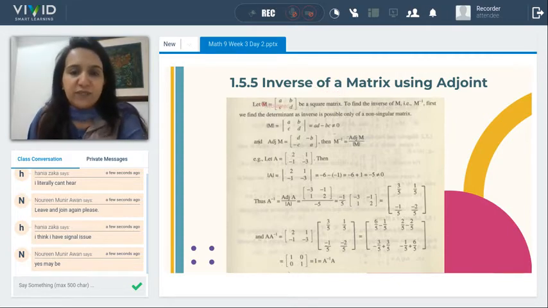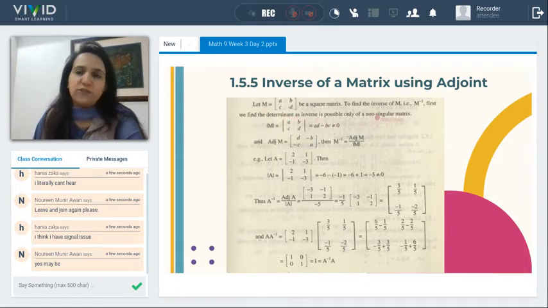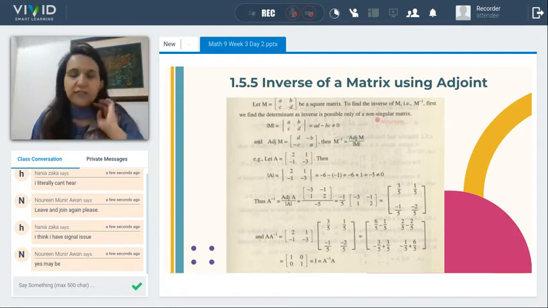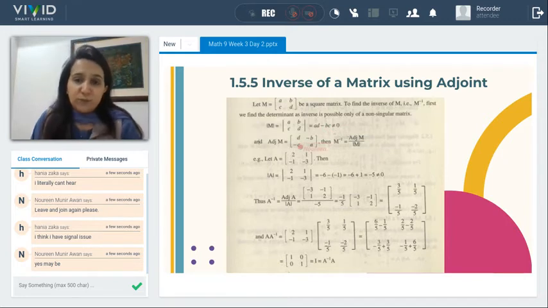Let M is the matrix A, B, C, D be a square matrix. To find the inverse M, उसका M minus 1 inverse find करना. First we find the determinant as inverse is possible only of a non-singular. तो पहले इसका चेक करना है. चेक करने का तरीका है कि you have to find the determinant. अगर तो determinant 0 आ जाएगा तो you don't have to find out the inverse. You can stop the question over here and that would be the end. लेकिन अभी first of all you have to find out the determinant of a given matrix A, B, C, D.